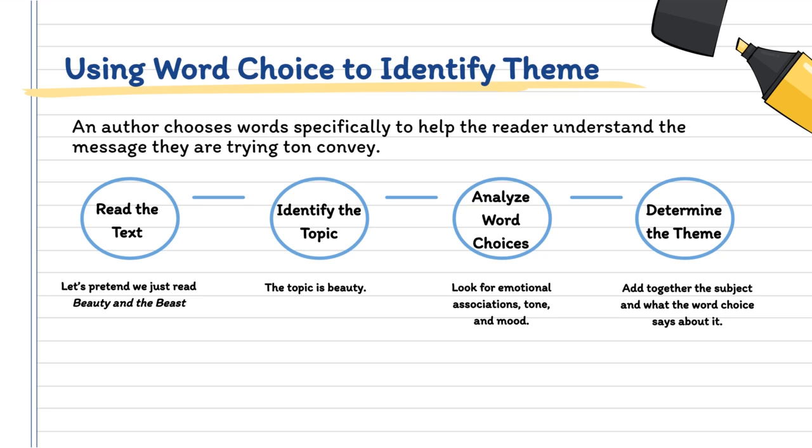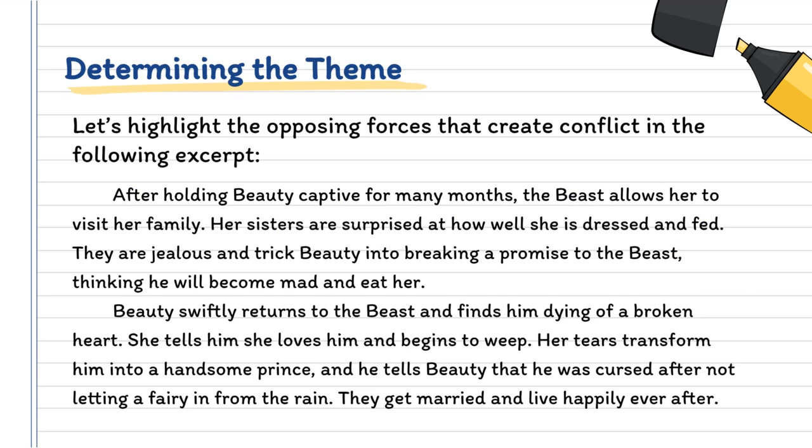Then you want to analyze the word choices. So you want to look for emotional associations, tone, and mood. And then finally, you want to take all of that information and put it together and try to determine the theme. So add together the subject and what the word choice says about it in order to determine the theme.